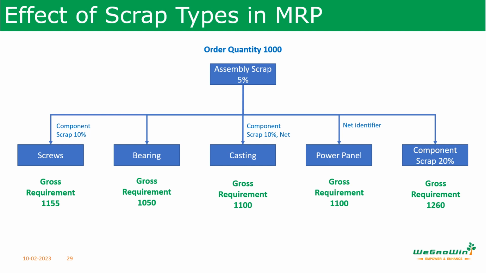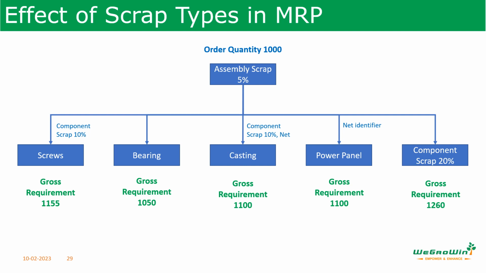Then casting. This has a component scrap of 10% net. This means the system will not consider the assembly scrap, but it takes only the component scrap here. And the net indicator also behaves like this. The power panel is also similar to the casting. And then the component scrap: it will consider the 20% there. So it will take 5% of assembly scrap plus 20% of the component scrap. Like that it will take.